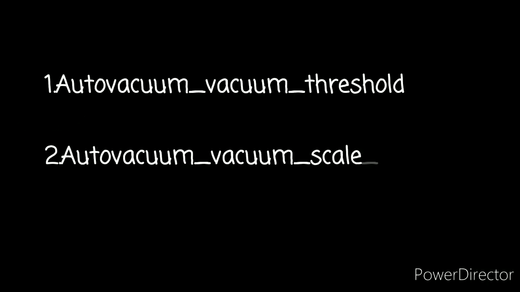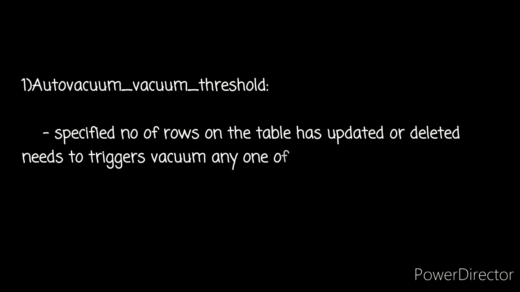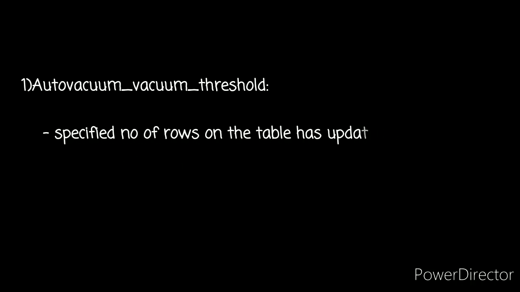By which criteria does vacuum run on the tables? The following parameters decide it. First one is autovacuum_vacuum_threshold. Second one is autovacuum_vacuum_scale_factor. Autovacuum_vacuum_threshold specifies the number of rows of the table updated or deleted that needs to trigger vacuum on a table. In case I specify 20 in the parameter, when 20 rows of my table are updated or deleted, autovacuum is initiated on it.